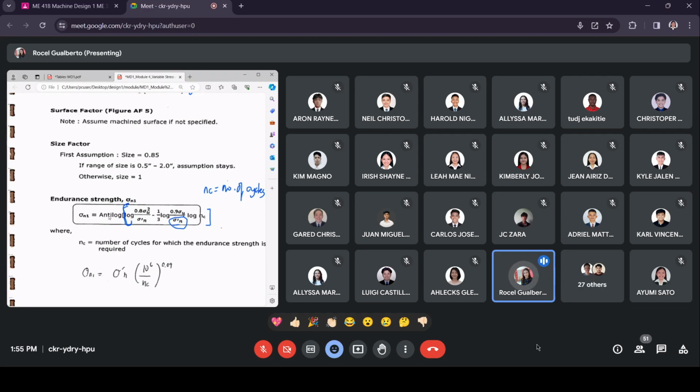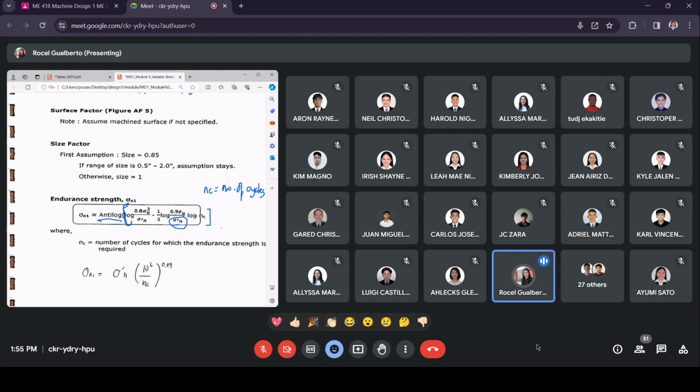Okay? So, in order to simplify this, you need first to simplify the one inside the bracket. So, you simplify this first, and once you have a simplified form of this or the value for this, tsaka po natin i-antilog. Okay? What is antilog? So, on your calculator, that would be inverse log. Or it is shift log.